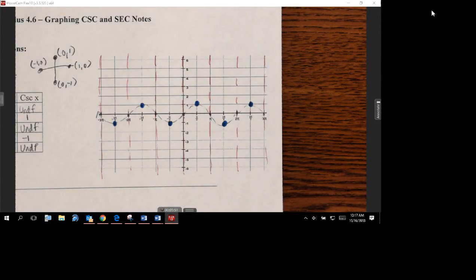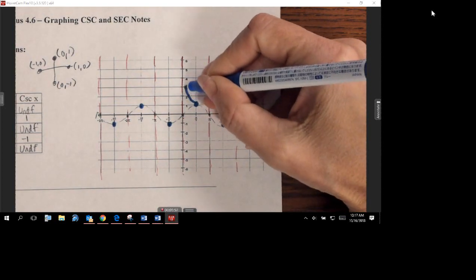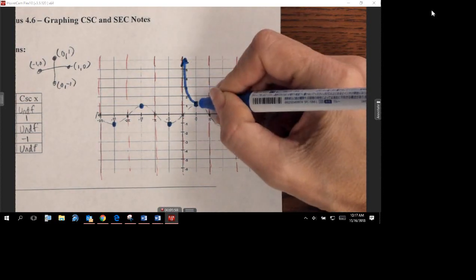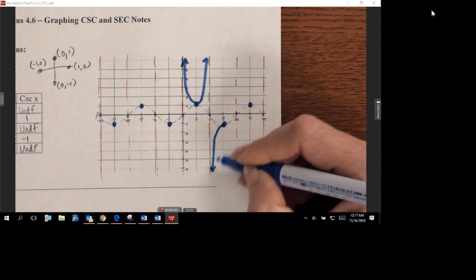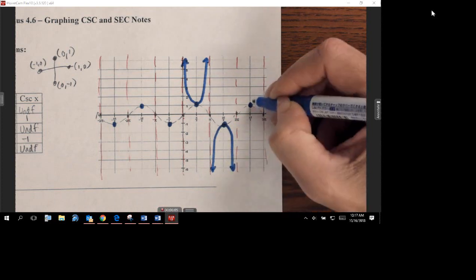So when we go to write, let me draw the graph first. It is getting closer and closer to the asymptotes. It's not going to cross through it. We've got arrows because it goes on forever.